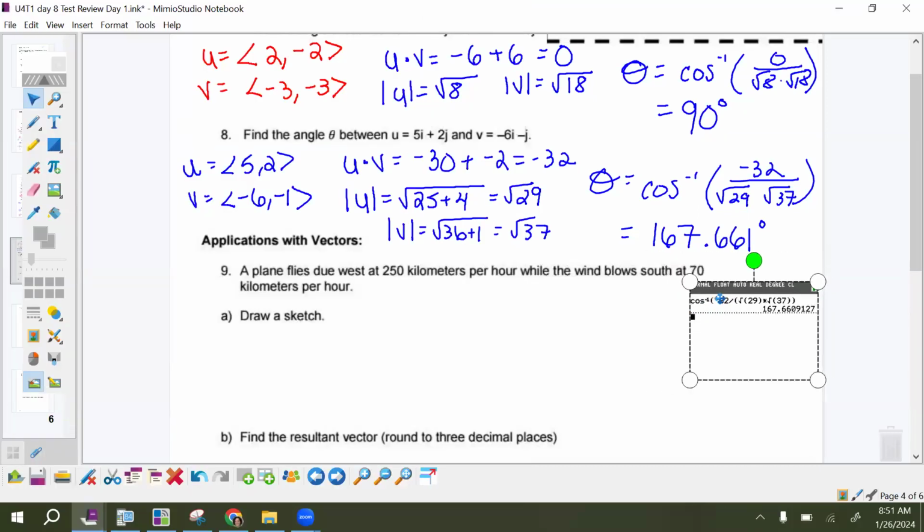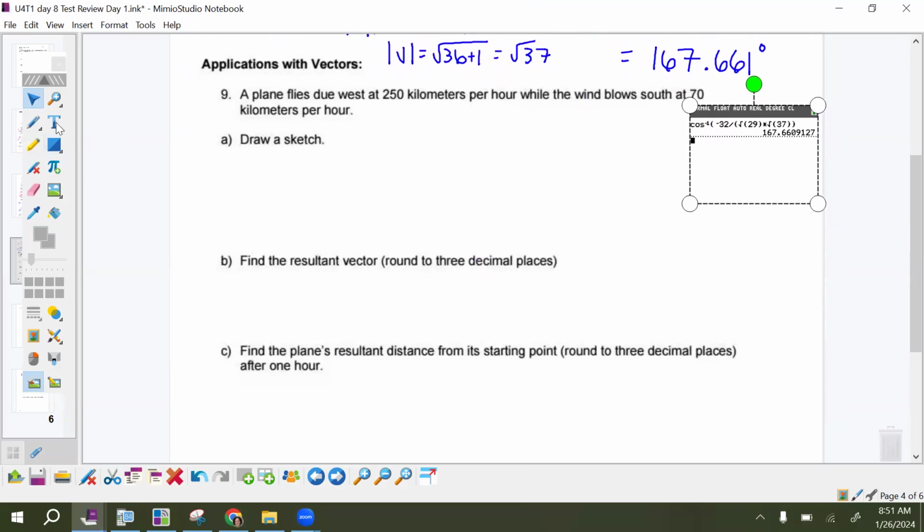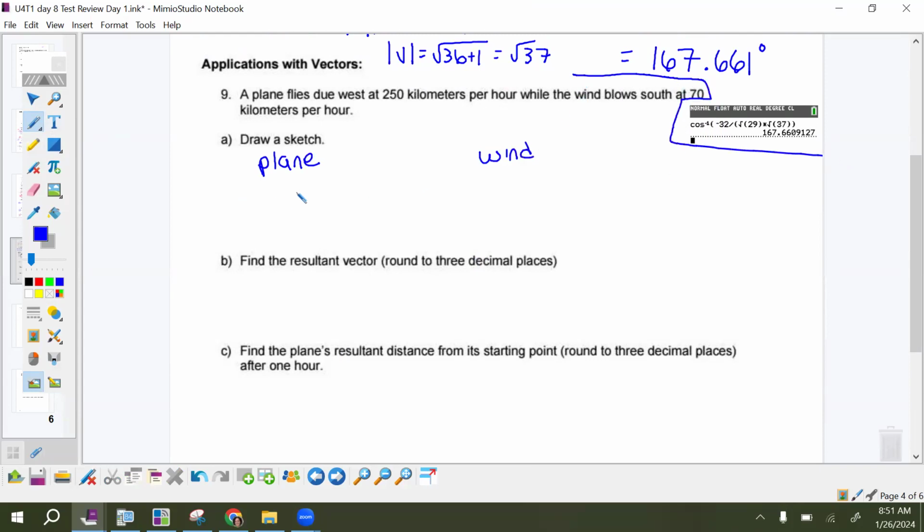All right. Now we got some word problems. Let's draw a picture. I'm actually going to draw 2 pictures. I'm going to draw the plane and I'm going to draw the wind. And this is the problem above. All right, so the plane flies due west at 250 kilometers per hour. The wind blows south, has a magnitude of 70. All right, so find the resultant vector if I add these together.